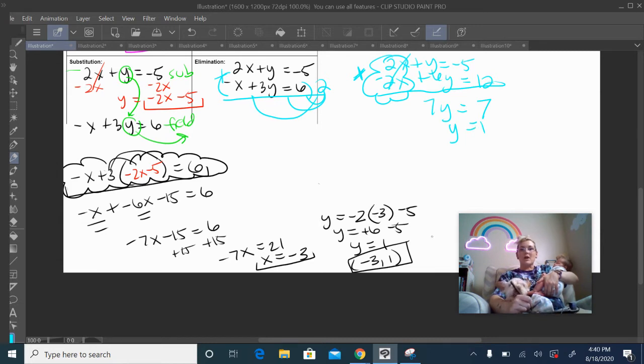Ta-da, we knew that, okay? And again, if I want to find the value of x, I would plug it into one of the equations, and we already did that before, so my answer is -3, 1.